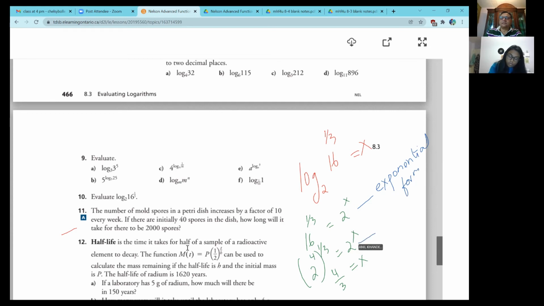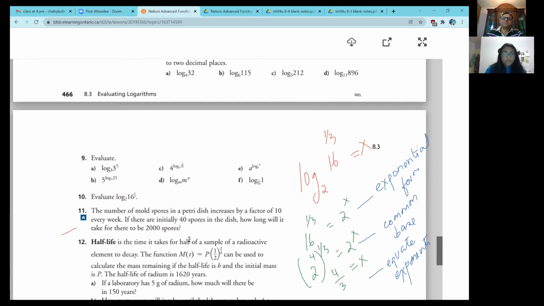And then write in common base. And then equate exponents. So those are the steps to do such questions.